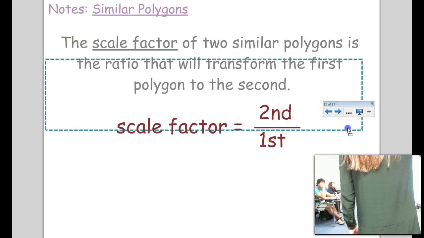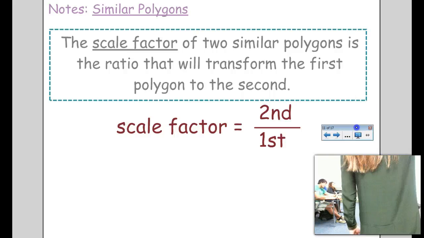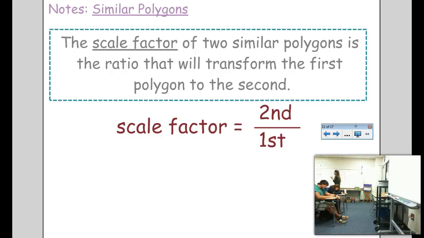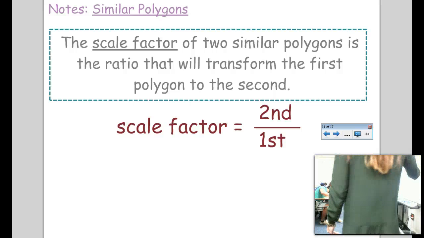So, similarity. Most important slide of the whole day, right here. Scale factor. When you're finding a scale factor to blow up or shrink a figure, you always put the second value over the first. Second over first. If you walk away with nothing else today, let it be second over first. Got it. Once you find the scale factor, you can use it to multiply to find missing sides. So that's how a scale factor is useful. Second over first.